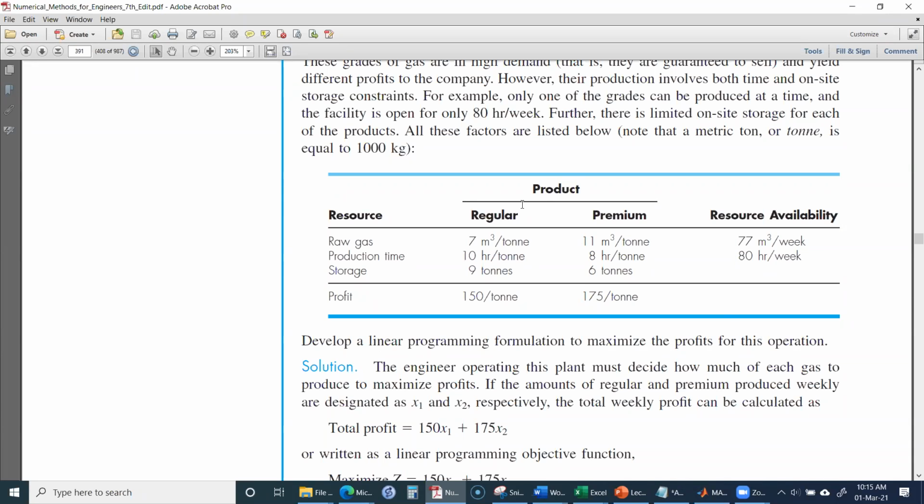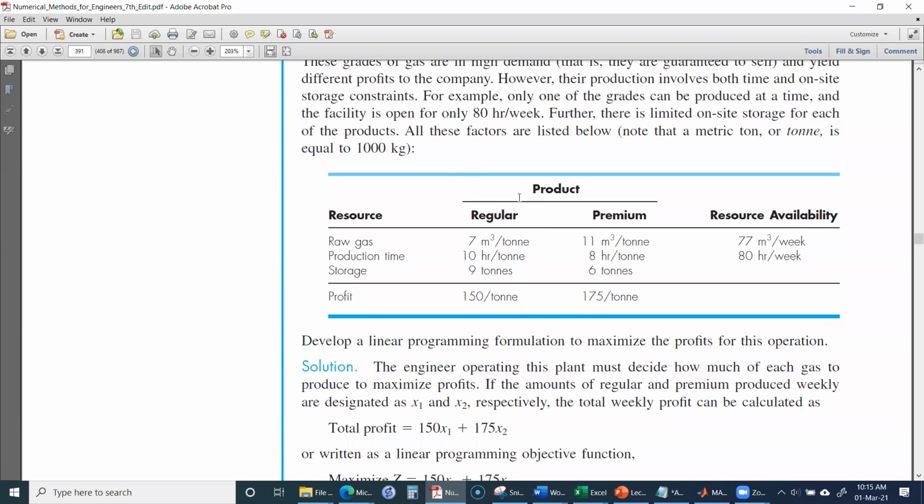So given this information, we have to formulate the linear programming problem. For the formulation, first we will formulate the objective function. For this, we have to find the production of regular and premium. That means how much regular we will produce and how much premium we will produce. So we will assume that we produce X1 regular and X2 premium.